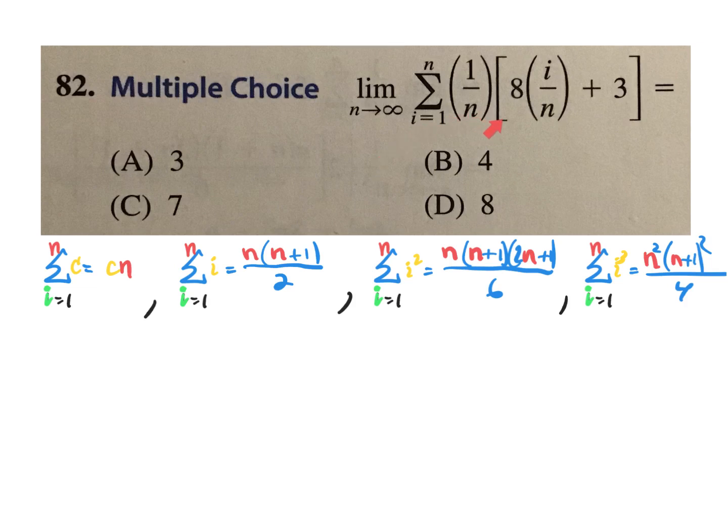All right, this type of problem requires us to depend on these rules. And the rules tell us how to, for example, add 1 plus 2 plus 3 plus 4 all the way up to n. Or how to add 1 squared plus 2 squared plus 3 squared plus 4 squared plus 5 squared, all the way up to n squared.